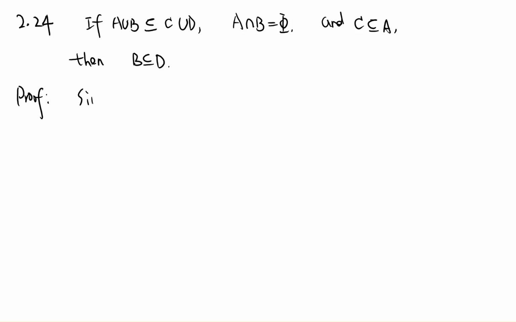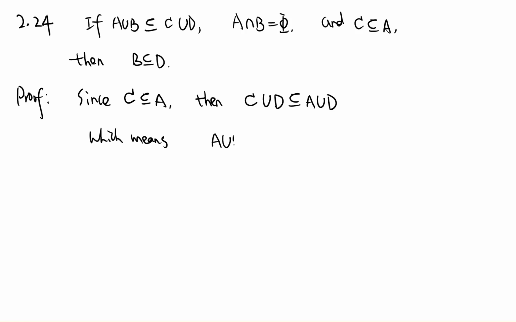I'm going to start by using the condition that C is a subset of A. Then we know for sure C union D will be a subset of A union D. Which means A union B is also a subset of A union D, because we know that A union B is a subset of C union D. Now, we're asked to prove that B is a subset of D.